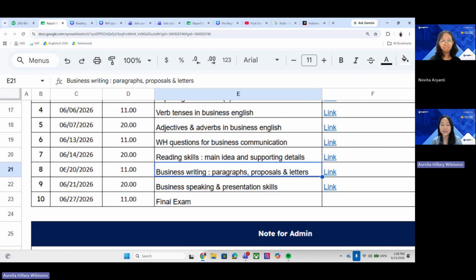Our next two meetings will be business writing: paragraphs, proposals, and letters. I will need you to write a lot of letters. Not a proposal, that is too long, maybe paragraphs explaining something. Just now you explained a business context verbally, but after that we will learn how to write it in paragraphs. Then the last meeting will be business speaking and presentation skills. If we have enough time, you can do a presentation in that session, but if not, it can be your final exam.